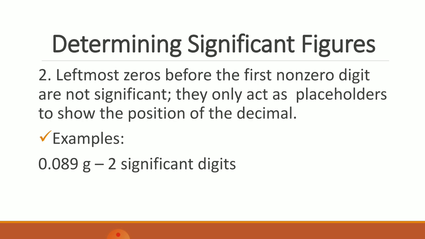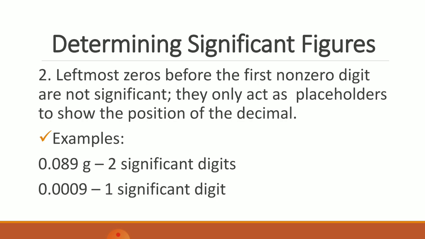Examples: 0.089 grams has two significant digits. We only have 8 and 9 as significant digits. So the two zeros are not significant because first, the zero on the leftmost of the decimal point is not significant. And another one, the zero on the leftmost of the first non-zero digit is not significant. So we have 8 as the first non-zero digit. Therefore, the zero on its left will not be significant. So we only have 8 and 9 as significant digits.